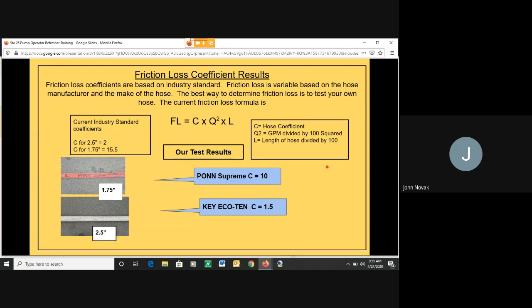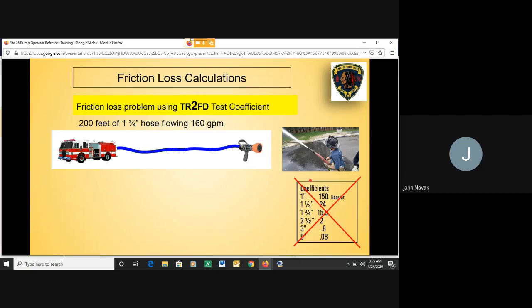All right, so here's our inch and three-quarter Pond Supreme. This is the coefficient we came up with. Instead of 15.5, we came up with a coefficient of 10. The 2.5 inch hose, which is the Key Echo 10, we came up with a coefficient of 1.5 instead of a coefficient of 2. So the friction loss is much less, based on our hose testing, than using the IFSTA formula, right? So here's a friction loss calculation using our test formula, our coefficient.